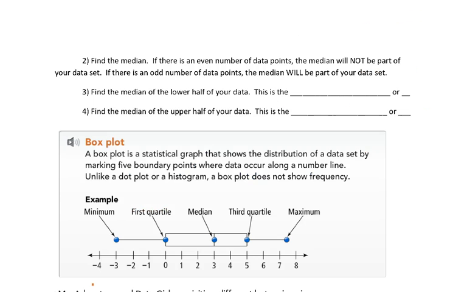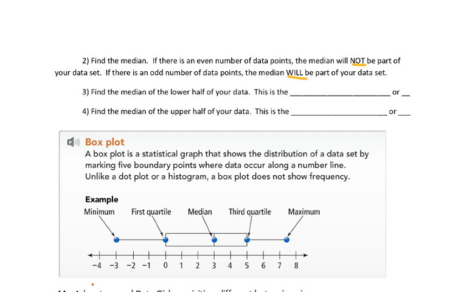After you put the data in ascending order, you're going to find the median. If there's an even number of data points, that's when you have to find the average of the middle two. The median is not going to be part of your data set. So this is important. Maybe you should underline that. It's not going to be part of your data set. If there's an odd number of data points, the median will be part of your data set. Alright, so once you find the median, then that splits your data into 2 equal parts.